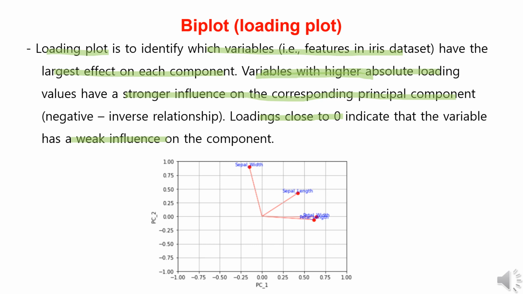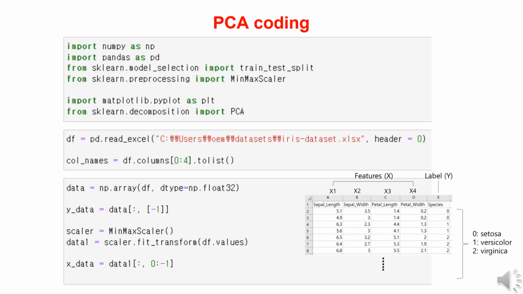Looking at the loading plot for the iris dataset below, we can interpret that petal width, petal length, and sepal length are positioned in the positive direction of PC1, indicating that they play a significant role in PC1. On the other hand, sepal width has a more significant impact on PC2 compared to PC1. Alright, let's wrap up the theoretical part of PCA we have covered so far and move on to implementing it with code using the iris dataset.